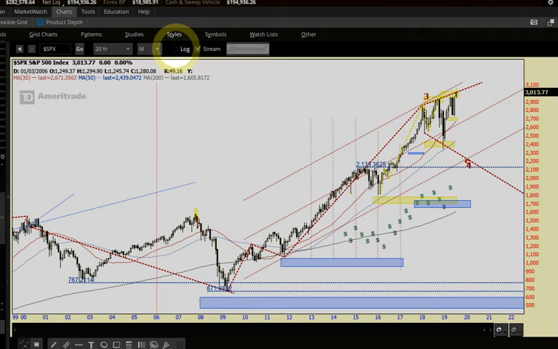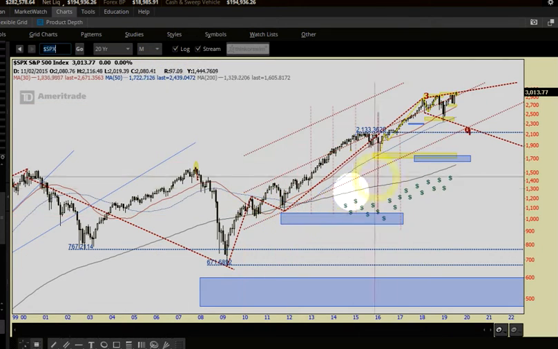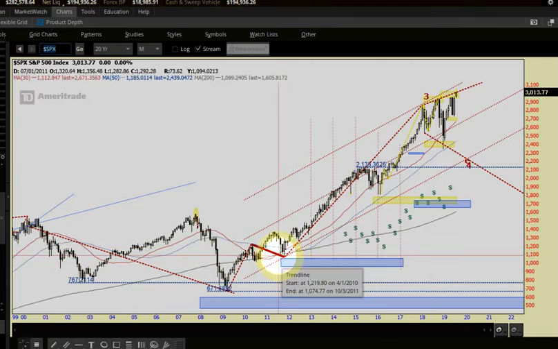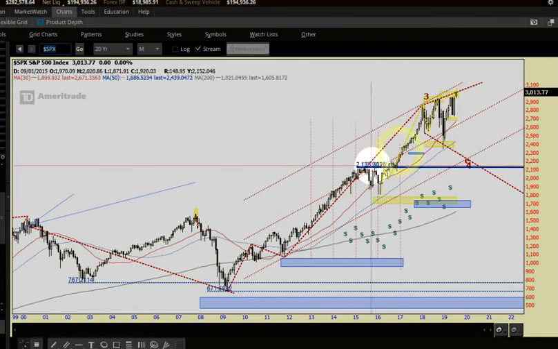Now, if you look at it on log scale, wave 2 and wave 4 are more proportional looking. Take it off log scale, it looks like wave 1 is much smaller. It is in terms of real terms, but in terms of percentages, it's about the same. So this pattern makes sense.